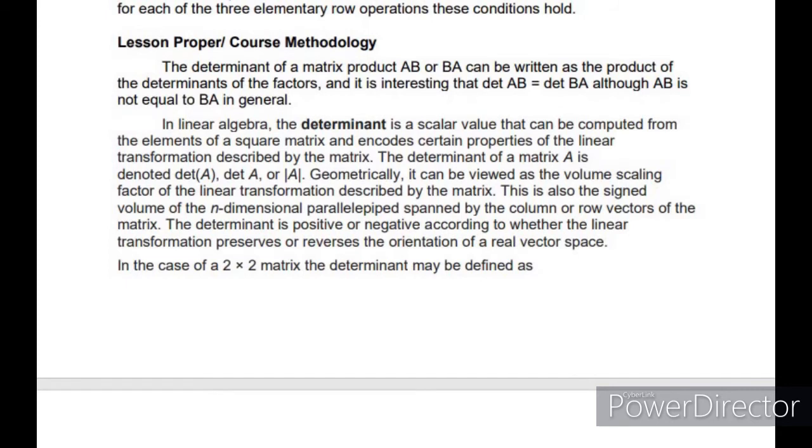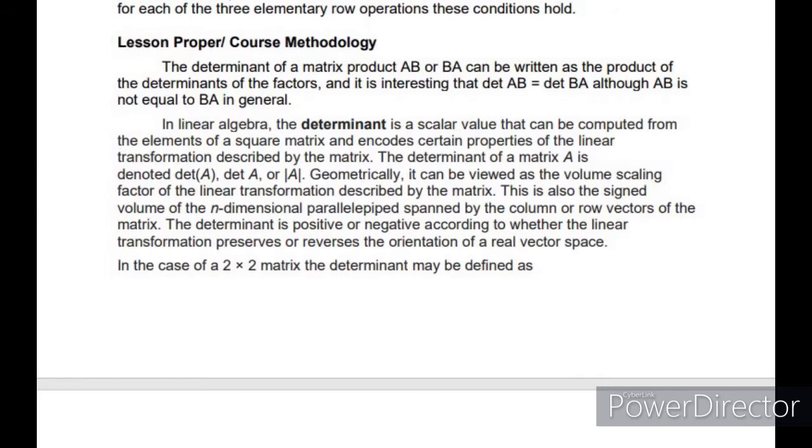In linear algebra, the determinant is a scalar value that can be computed from the elements of a square matrix and encodes certain properties of the linear transformation described by the matrix. So, as we recall, a scalar value is a physical quantity that is described by its magnitude. Examples are volume, mass, time, and etc. So, in getting the determinant, a square matrix is involved.